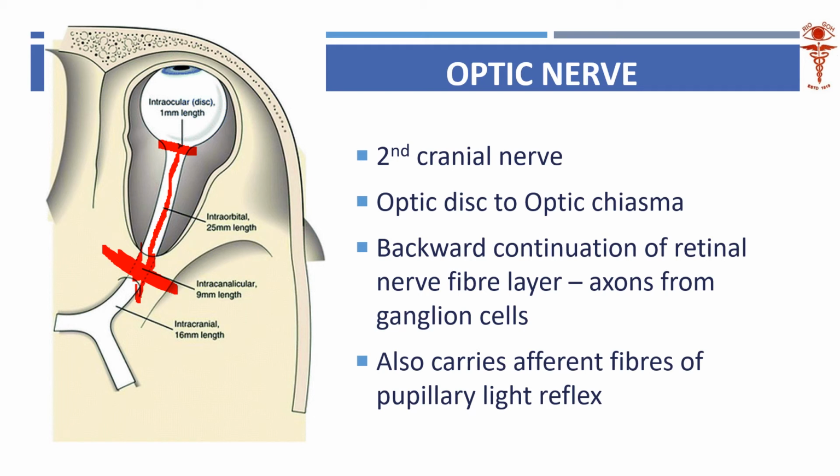Then it comes to the base of the skull, and in the base of the skull, it goes towards the chiasma and decussates in the chiasma. So till this, there is a long passage of the optic nerve. So the optic nerve is basically the ganglion cells' axons.